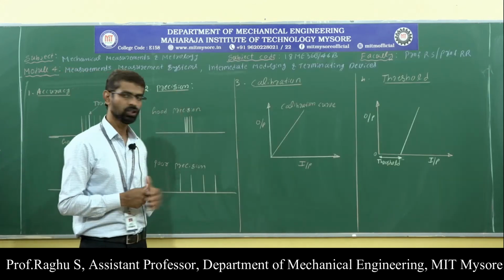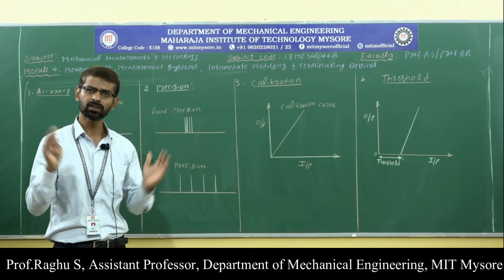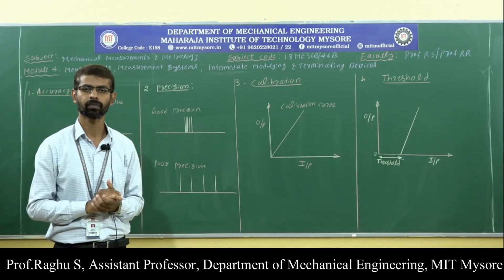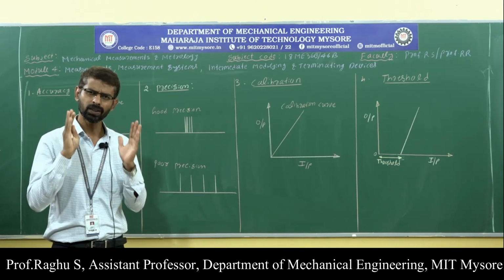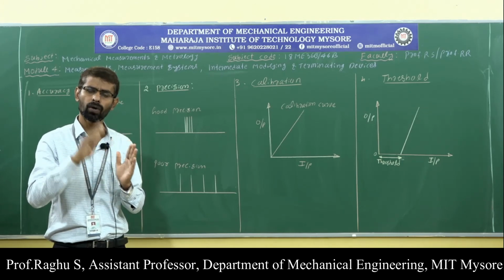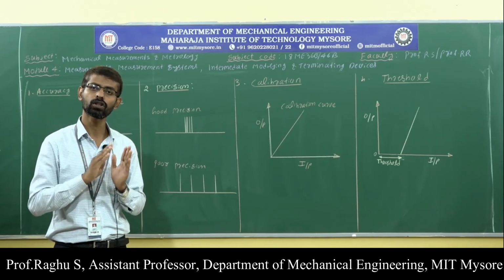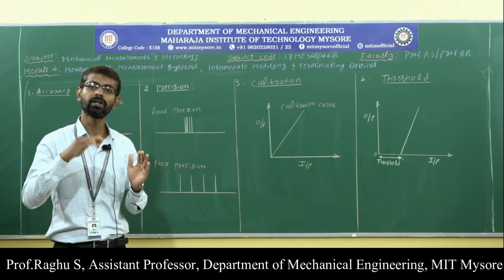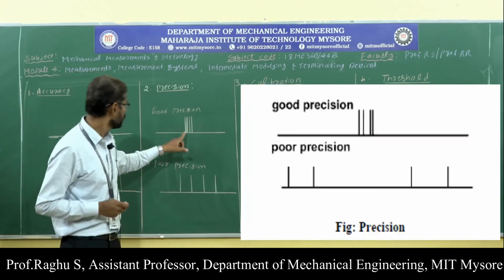The second one is precision. Precision indicates the degree of closeness of measured values. It indicates the repeatability of the measuring instrument. If the instrument is precise, it will give the same output for the same input. If the instrument is not precise, it will give different readings for the same input. Here this is good precision.